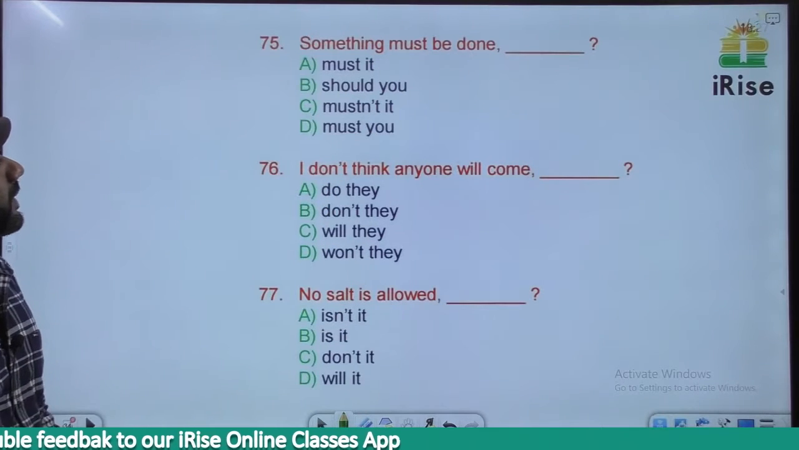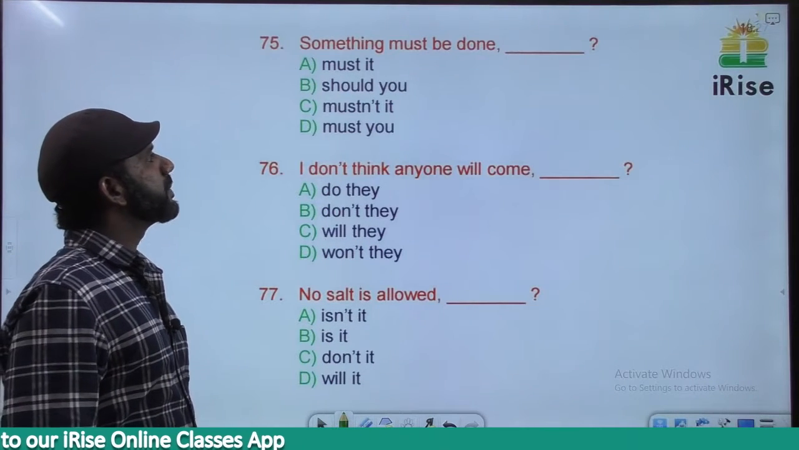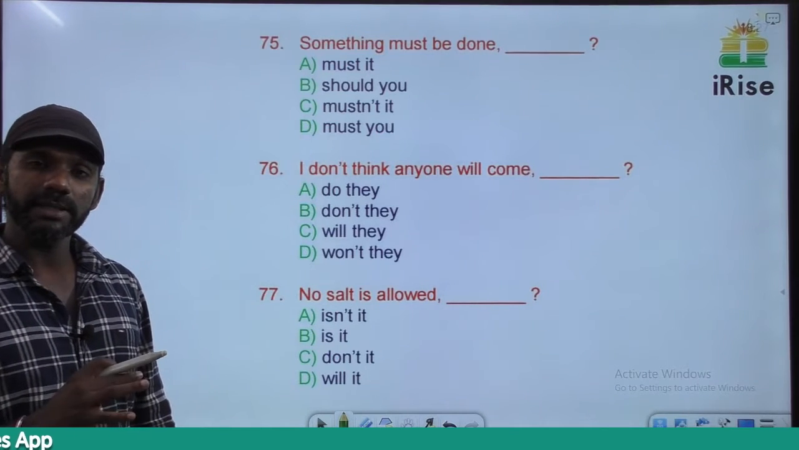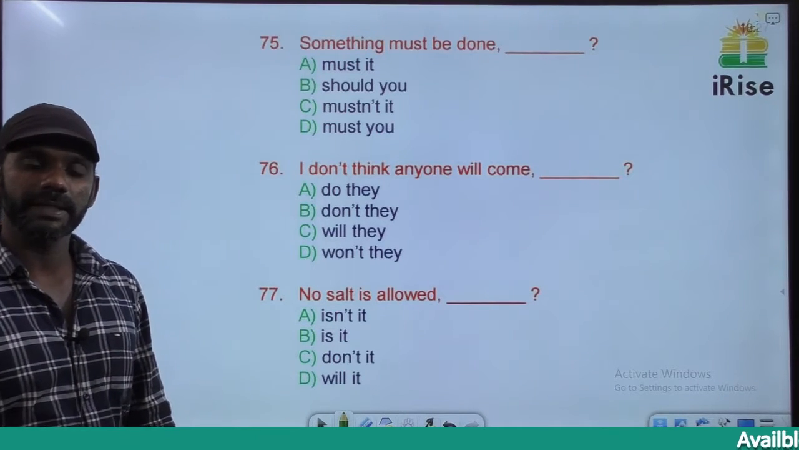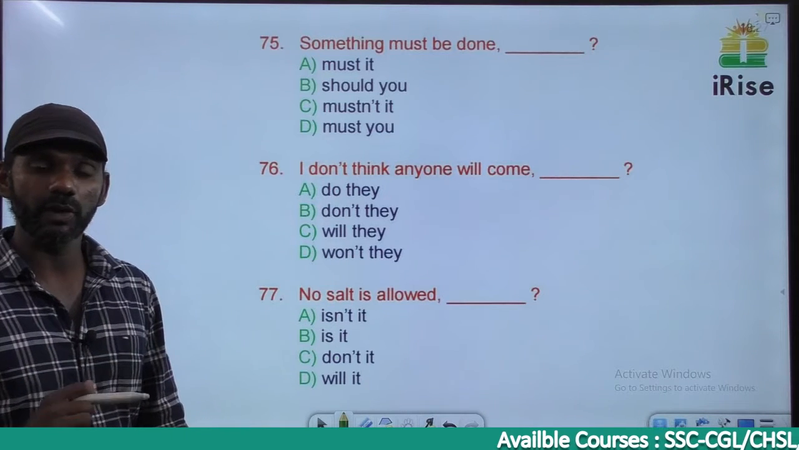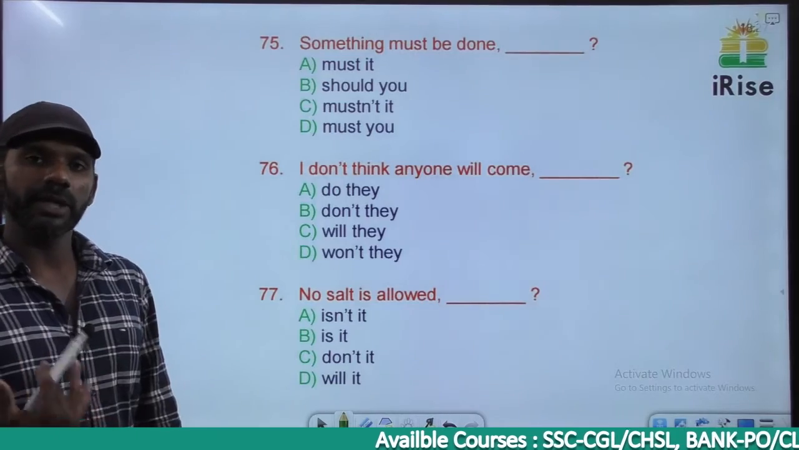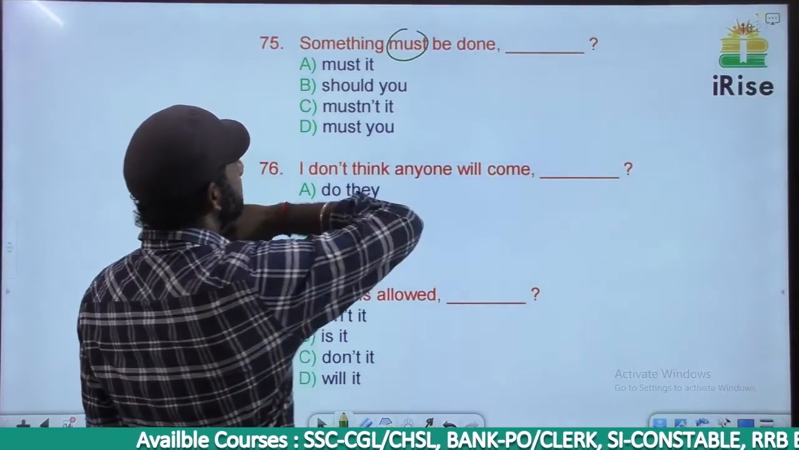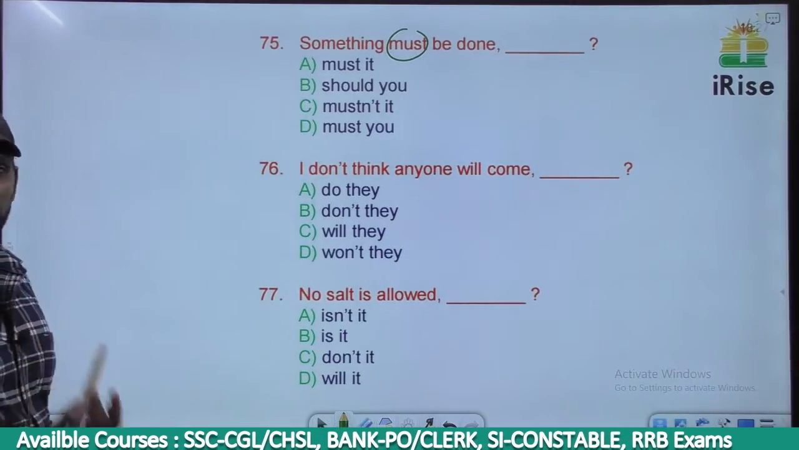The next one. Something must be done. Which is the auxiliary verb here? Must is an auxiliary verb. Must, should, have to, need to, ought to, all these are modals. Modals are auxiliary verbs. The auxiliary verb in this sentence is must. So the tag must be framed with must.